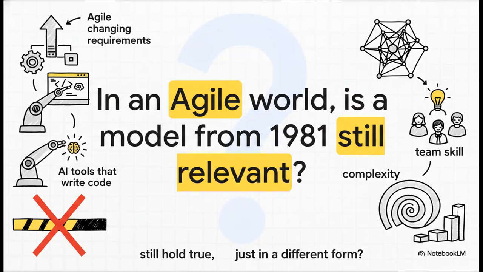And that really brings us to the big final question, doesn't it? In our world of agile, AI that literally writes its own code, and super fast prototyping, does a model that was first imagined in 1981 still have a place? Is an estimate based on lines of code just obsolete? Or are the core ideas it taught us about complexity, team skill, and the hidden costs of getting bigger, are those ideas more relevant than ever, just maybe in a different form? The tools change, but the puzzle of figuring out how long will it take, that's not going away.